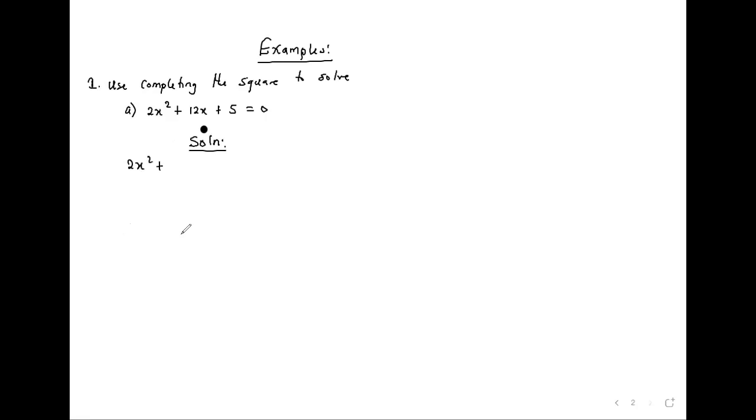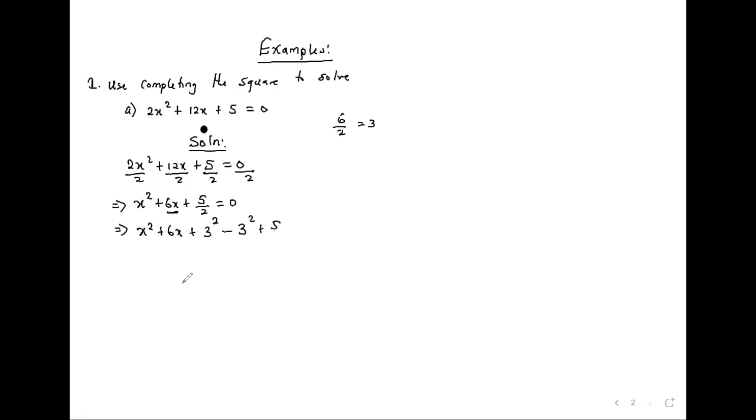You have 2x squared plus 12x plus 5 is equal to 0. Because we have a 0 on the right, the first step is to divide by 2, so that we remain with x squared plus 6x plus 5 over 2 is equal to 0. The second step, you divide the coefficient of x by 2. So we get x squared plus 6x plus 6 divided by 2. So 6 divided by 2, we get 3. So you bring 3 here and square it, and then subtract 3 squared, and then plus 5 over 2 is equal to 0.